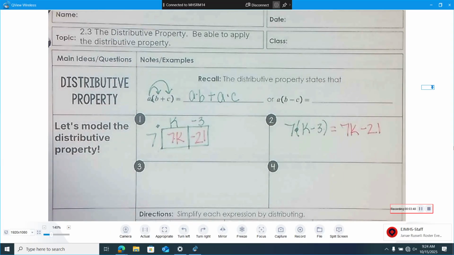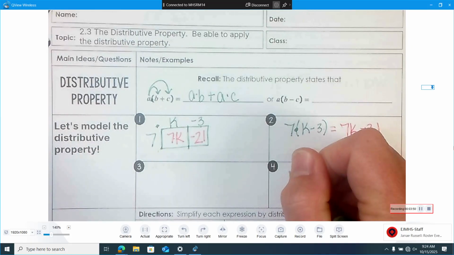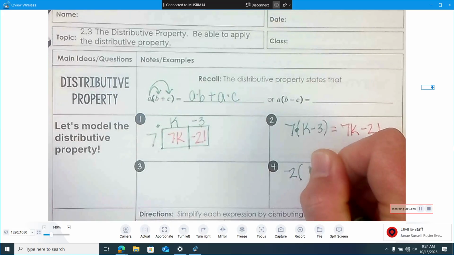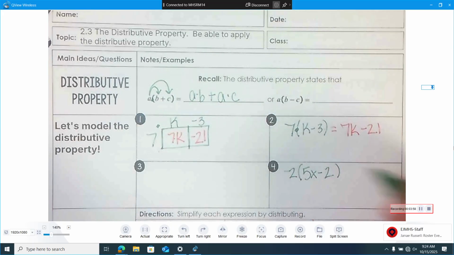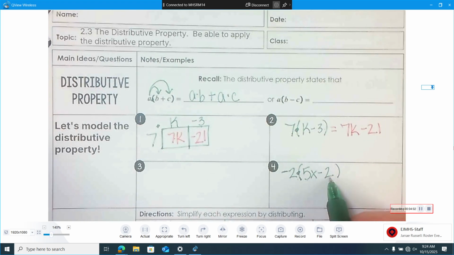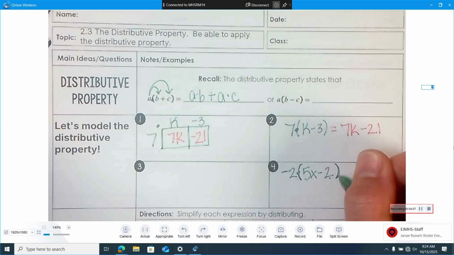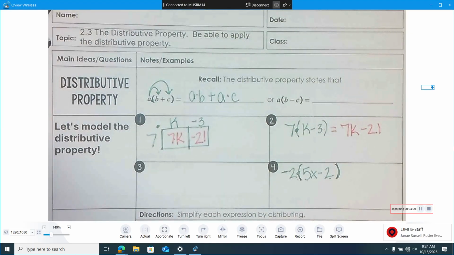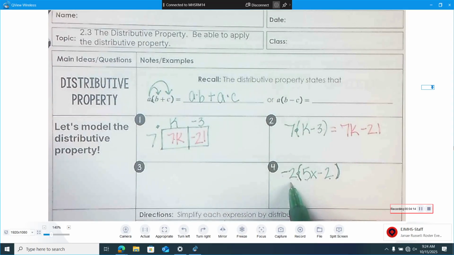So let's try another. Again, I'm just modeling, and we'll do a couple together, but then I'm just going to let you go because I think you're probably already there. We have negative 2 times the quantity 5x minus 2. Anytime I say times the quantity, that's your key that you know that something is coming in parentheses, okay? Times the quantity is just a lot smoother. It's just a lot more awesome than saying negative 2 parenthesis, 5x minus 2 parenthesis. All right. So times the quantity is just a lot more cool. You gotta know the vocab.